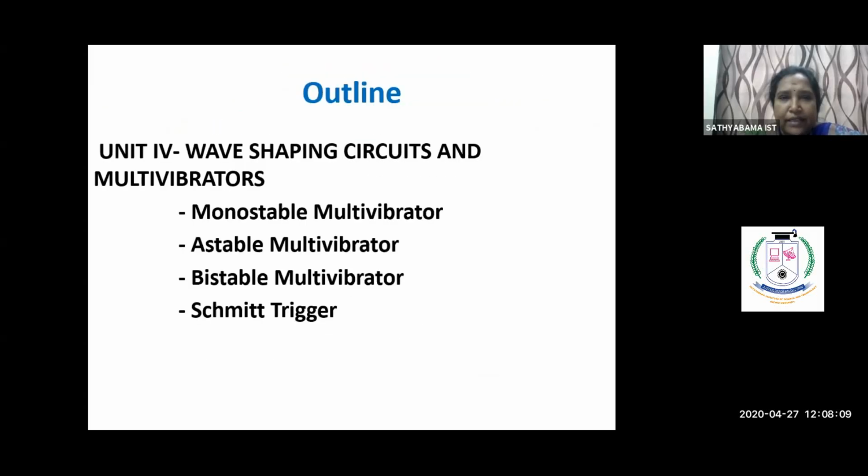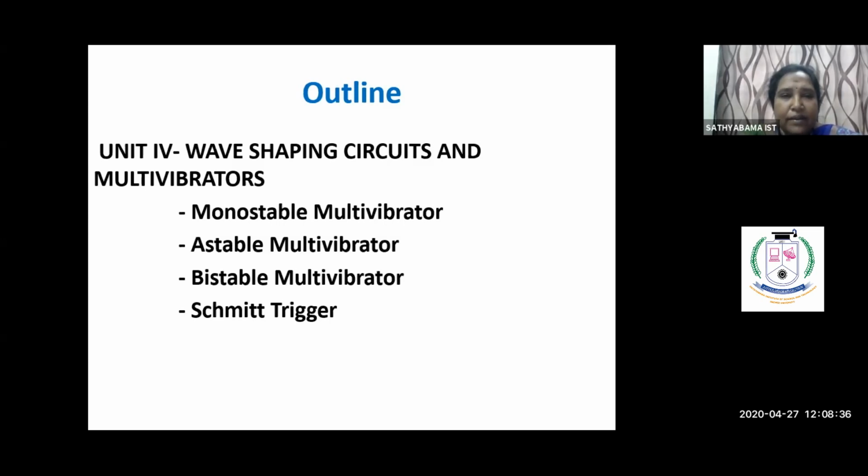And the outline of my presentation is going to cover Unit 4: wave shaping circuits and multivibrators. Very first, I'm going to start with the multivibrator circuit examples, that is the monostable multivibrator, astable and bistable multivibrator. And also, I'm going to cover this wave shaping circuit, that is Schmitt trigger.